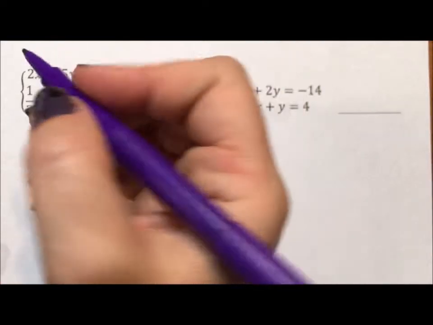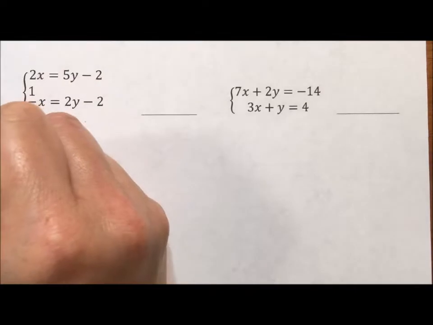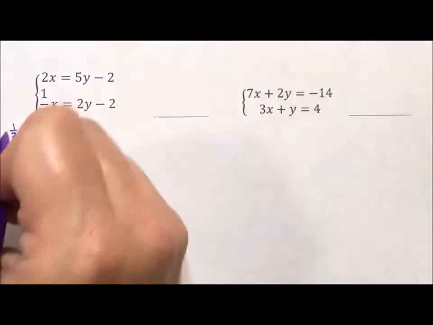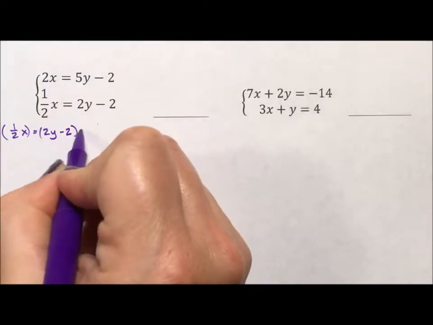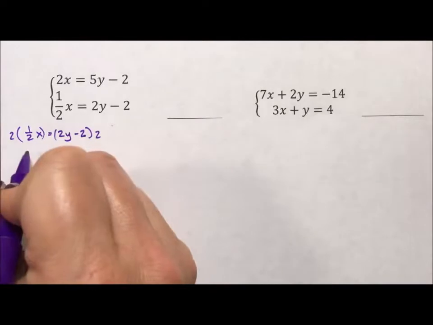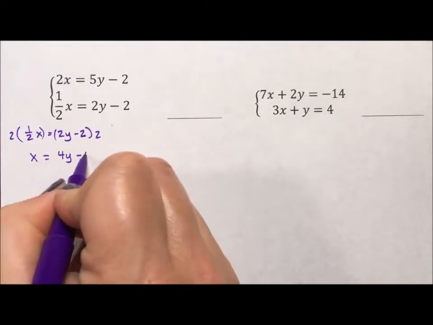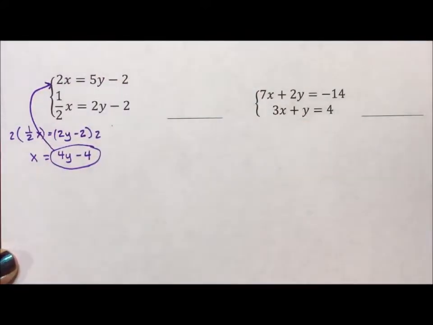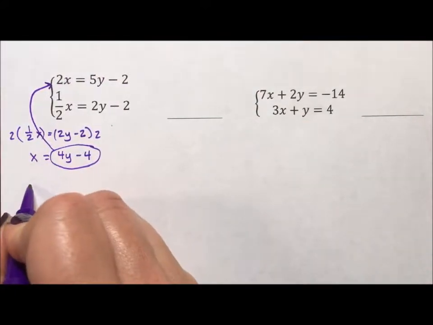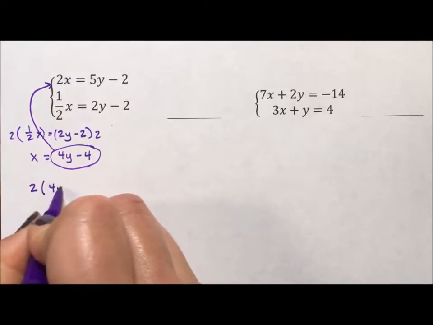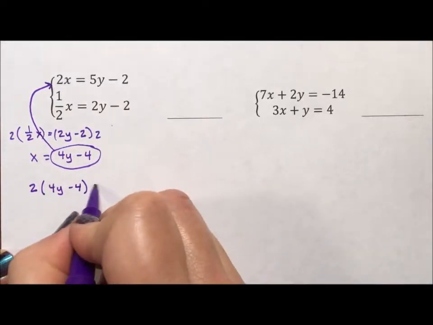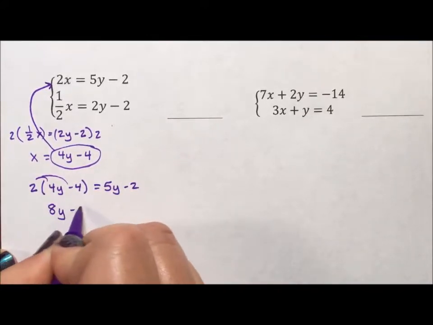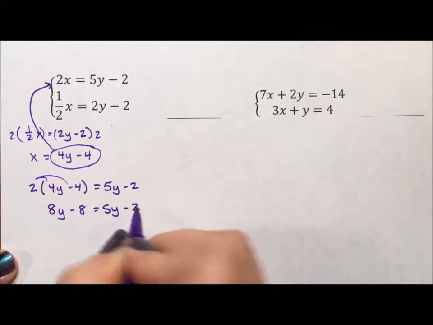But I am going to choose to multiply this second equation, this 1/2 x equaling 2y minus 2, through by 2. So if I multiply both sides by 2, then I have x equals 4y minus 4. And then I'm going to take this and substitute it into the top equation. So I'm going to get 2 times 4y minus 4, replacing x with what x equals. Distribute: 8y minus 8 equals 5y minus 2.